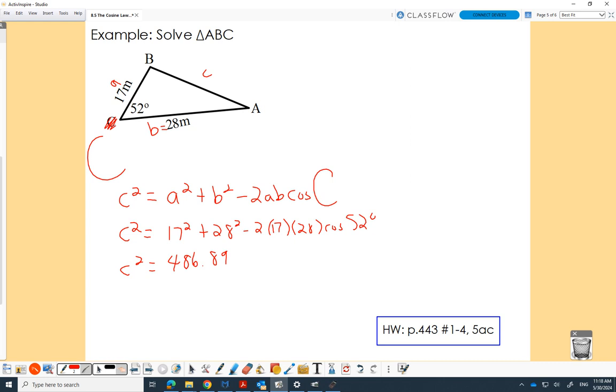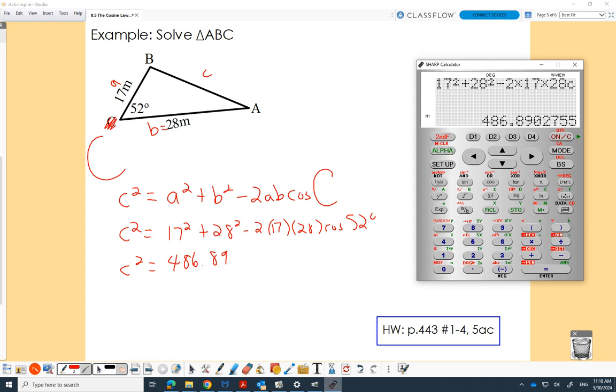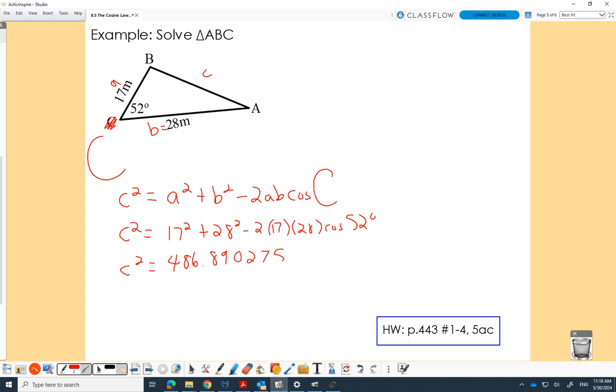486.89 02755. Did anyone else get that when they typed it all in? Yeah, well, you're calculator masters then. So we've got a triangle whose sides have 17, 28, and 486. That doesn't seem very likely to me. Something's gone wrong. You got a square root at the end, yeah? That's the only wrinkle with cosine law. But I hope when you look at the numbers, it's enough to go, it can't be right. So I got to square root that thing.